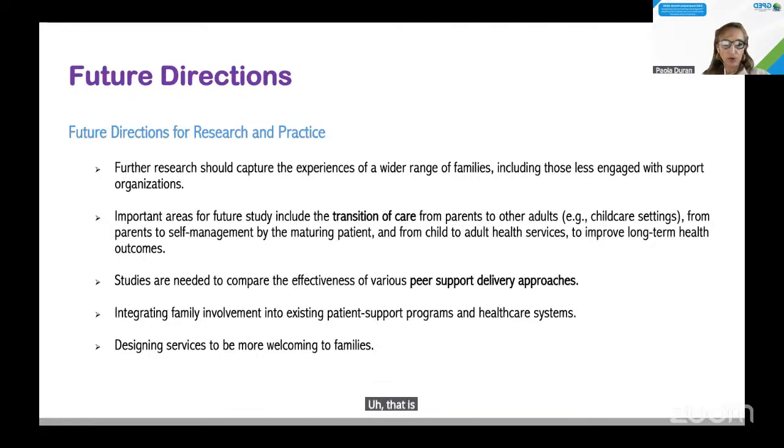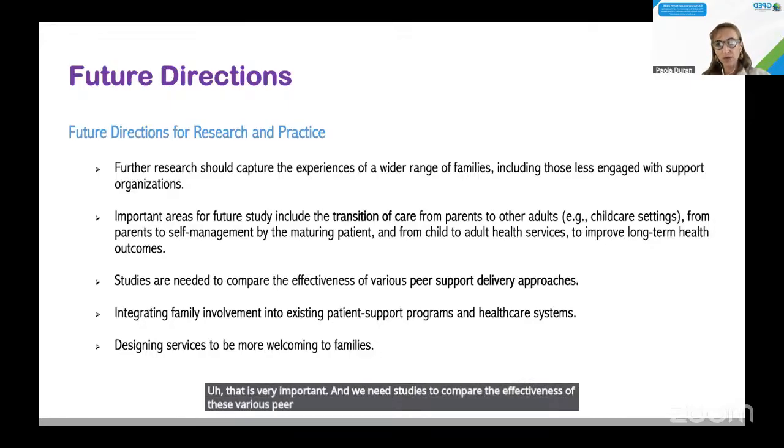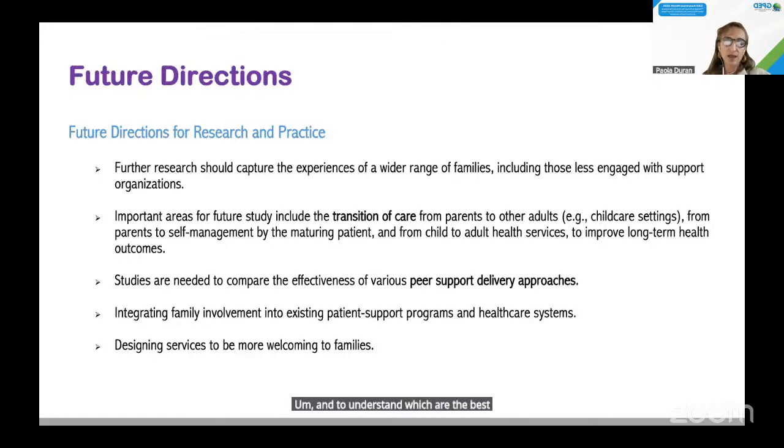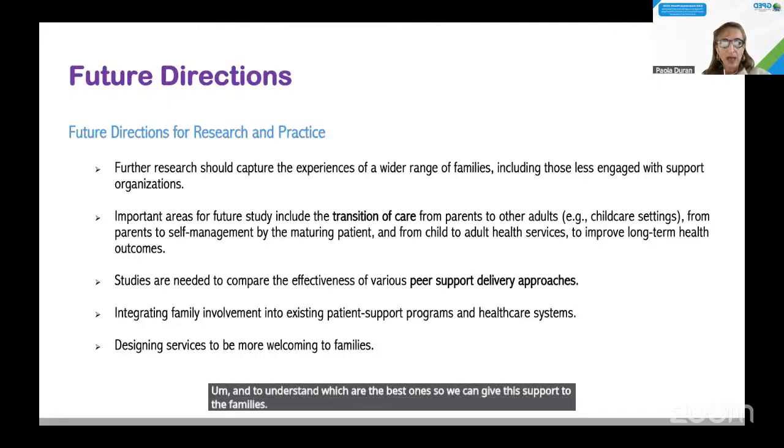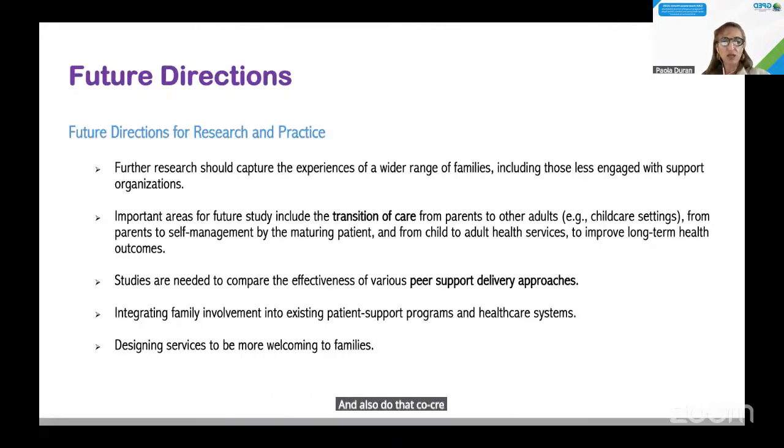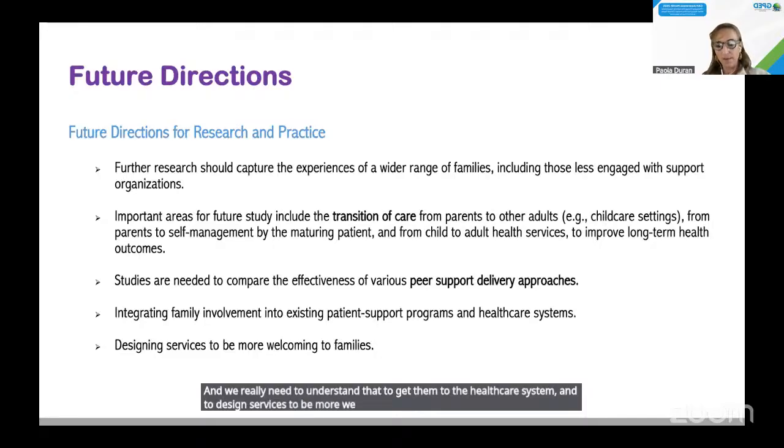That is very important. And we need studies to compare the effectiveness of these various peer support delivery approaches, and to understand which are the best ones so we can give this support to the families. And also do that co-creation, integrate the family into the changes we want to do, and let them have decision making. And we really need to understand that to get them into the healthcare system and to design services to be more welcoming to the families.